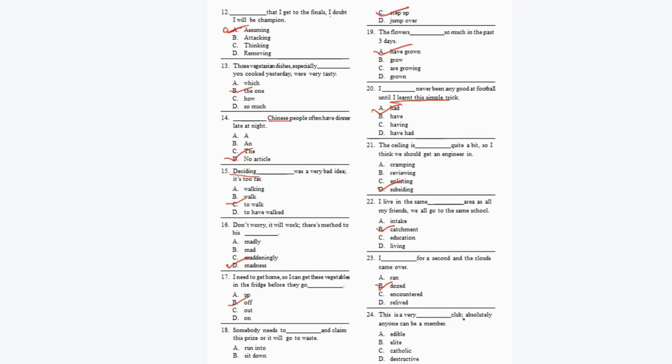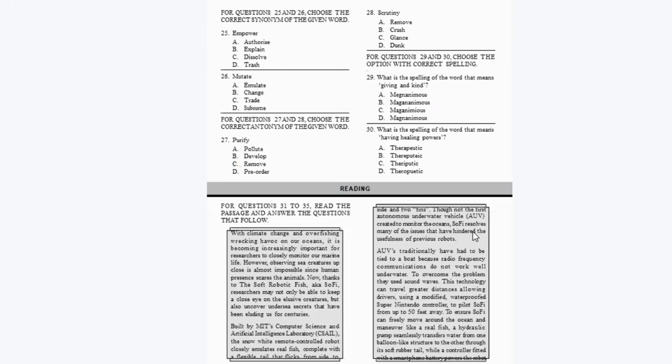This is a very dash club. Absolutely anyone can be a member. So when it is like anyone can be a member, it should be like open to all, right? So it should be Catholic, which means universal. Okay. So option C is your correct answer.